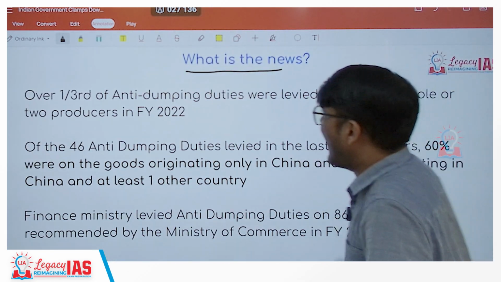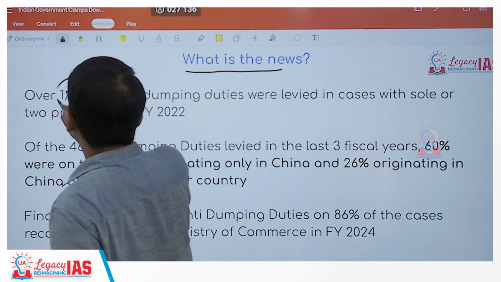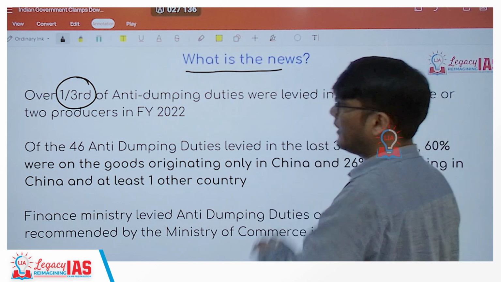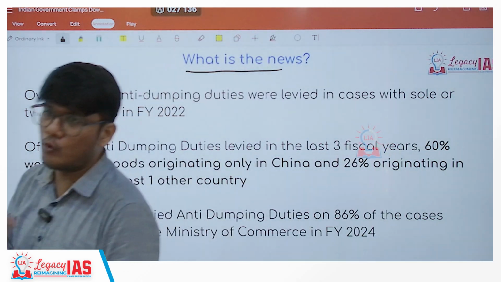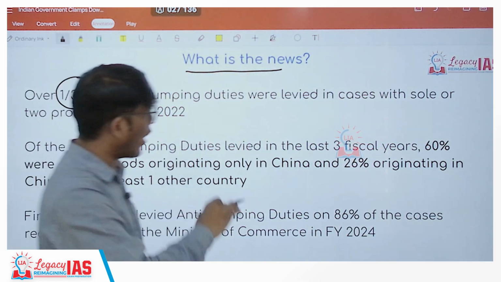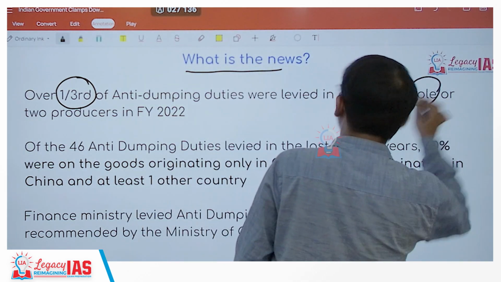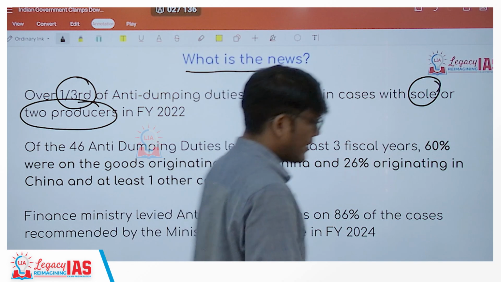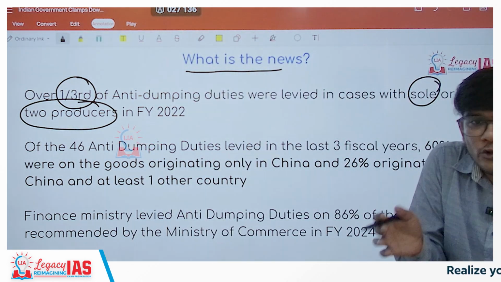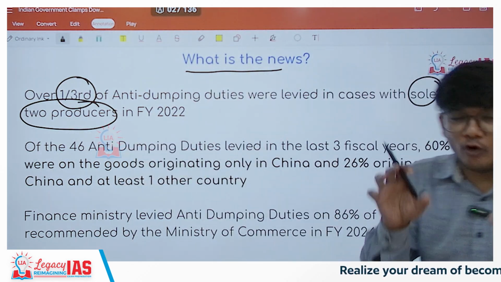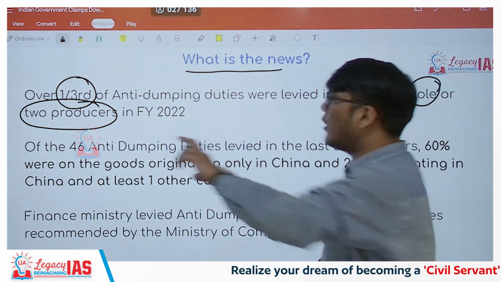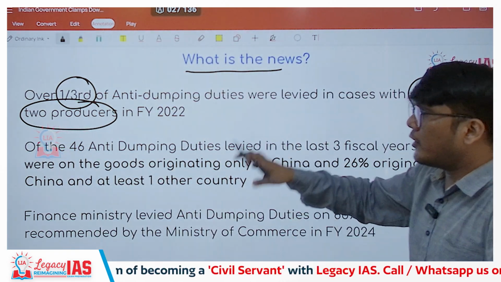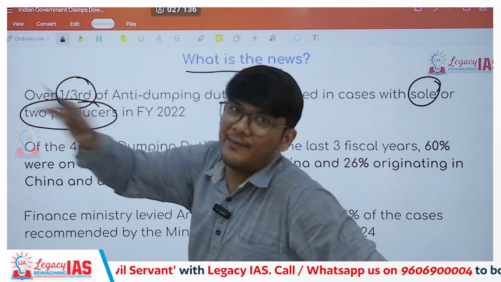The news is that over 1/3 of anti-dumping duties which were levied in cases in financial year 2022 were either on the sole producers or on two producers. What do we mean by that? That of a particular thing which is produced by a sole single producer, sort of a monopoly, or on two producers, sort of a duopoly, two players. So majority of it was imposed on such players.